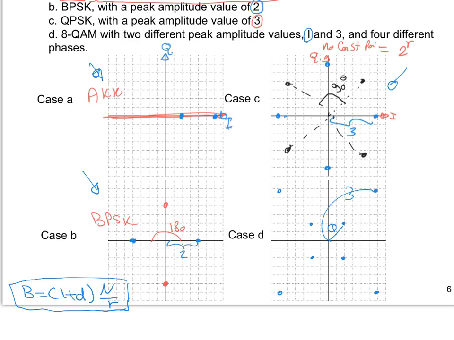Go ahead, Hadeer. A square. That part is correct, but it's not a square, no. The question is, for 8 PSK, what is the difference between 8 PSK and 8 QAM? Yes, it will be like what? Okay, fine.